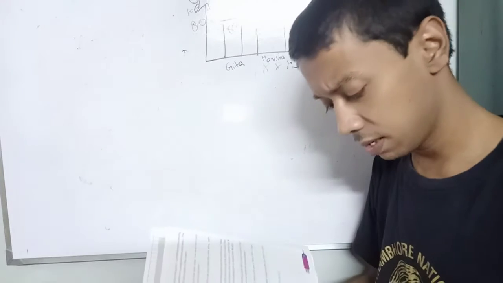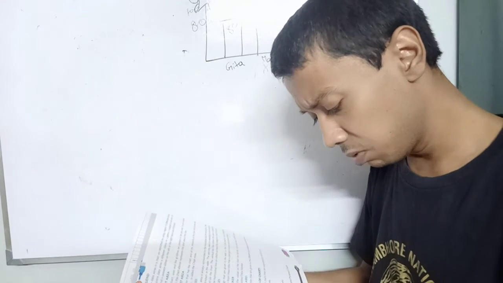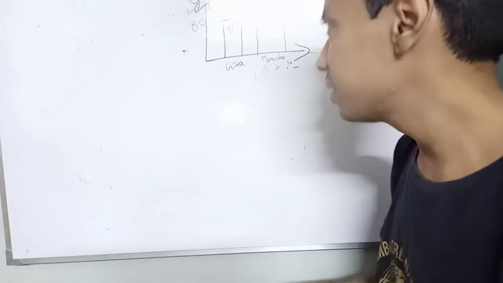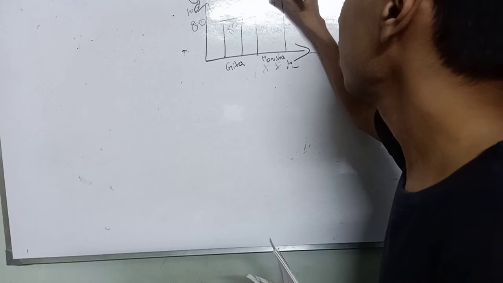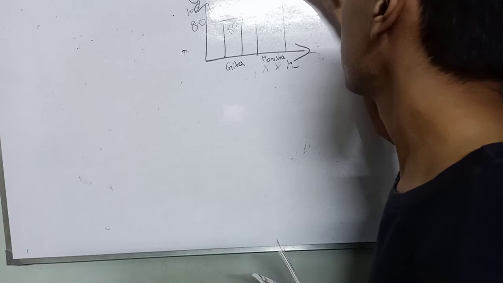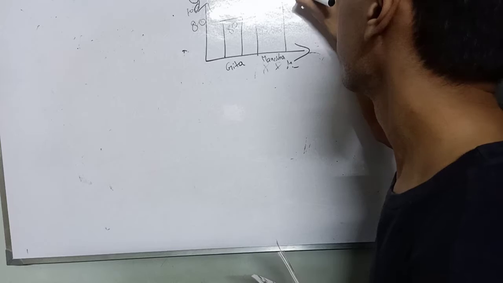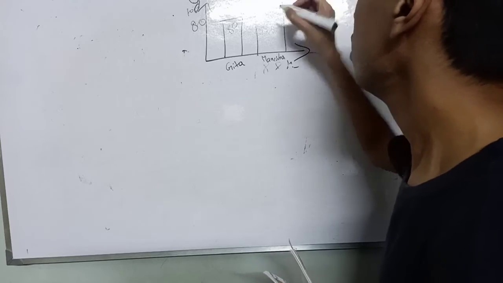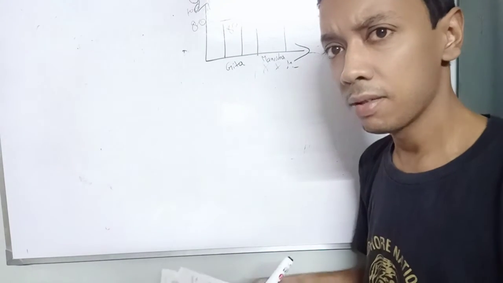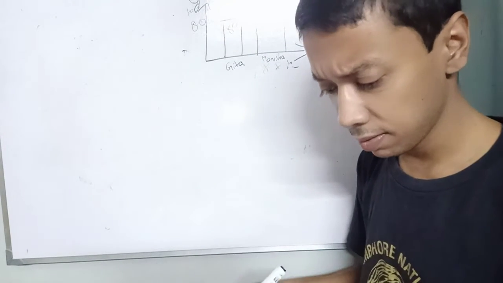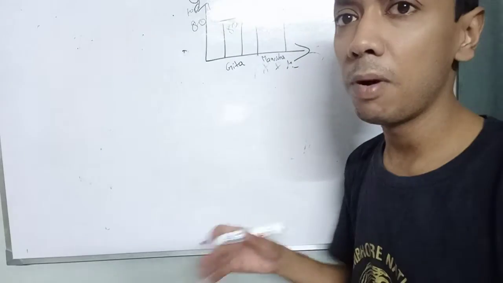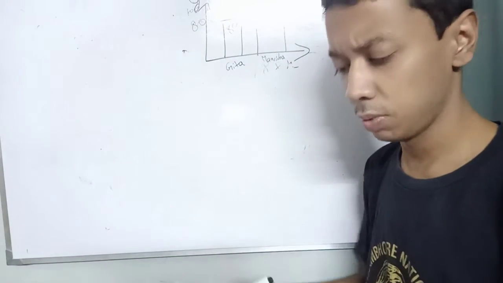Now, how are the charts labeled? Suppose the chart title is maths marks of class 7. Suppose this is the heading. So this is the chart title. It describes what the chart is about.